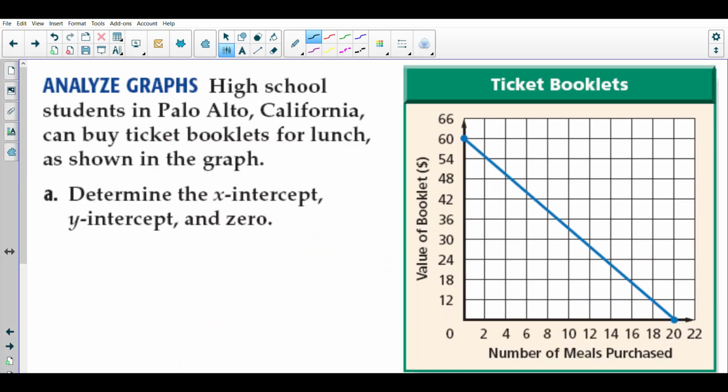All right. So high school students in Palo Alto, California can buy ticket booklets for lunch. As shown here, determine the x-intercept, the y-intercept, and the zeros. Well, remember, x-intercept and zeros are the same thing, so we can identify both those at the exact same time. So I'm going to say the x-intercept, so let me do this in red. The x-intercept is right there. The 0 is also the x-intercept. And then the y-intercept in blue is where it crosses the y-axis. So there is our x-intercept, y-intercept, and 0.